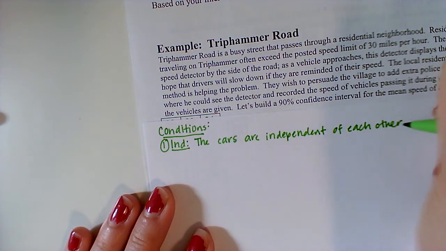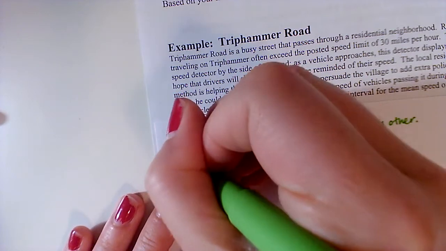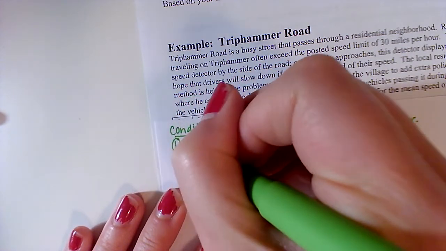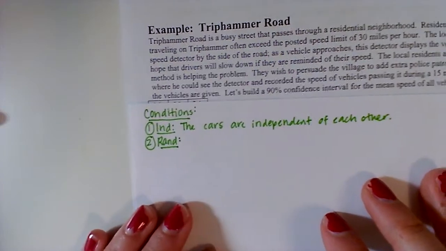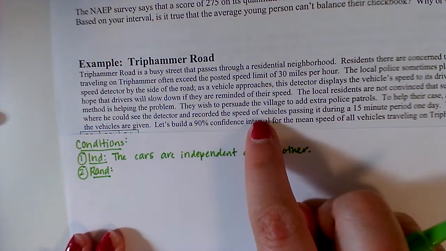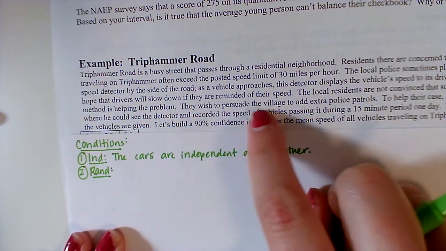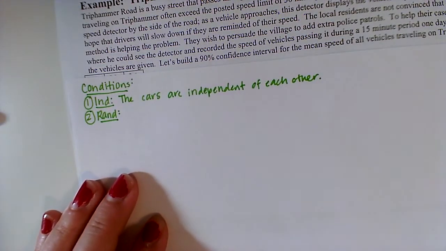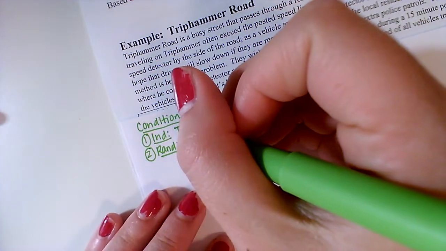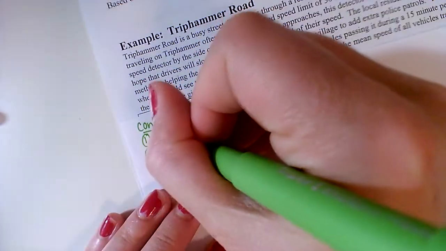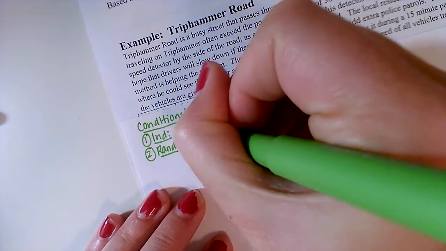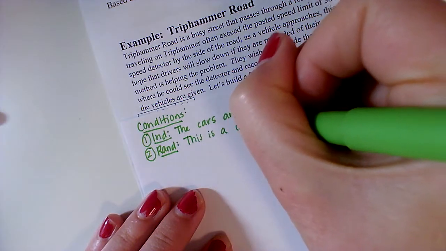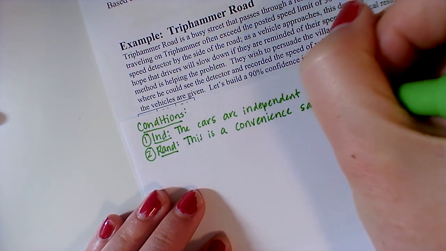Okay, now I can skip on and talk about randomization. This condition has to do with how the cars were selected. Here's a question. It says he could see the detector and recorded the speed of the vehicles passing it during a 15-minute period one day. So did he randomly select these cars? Not really. He kind of did a convenience sample. He just saw whatever cars were coming in that 15-minute interval. So here I could say, this is a convenience sample.